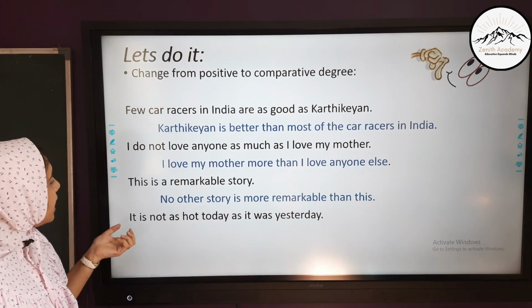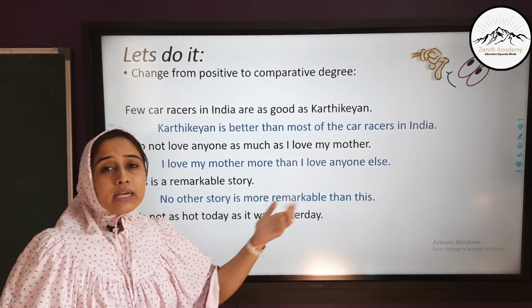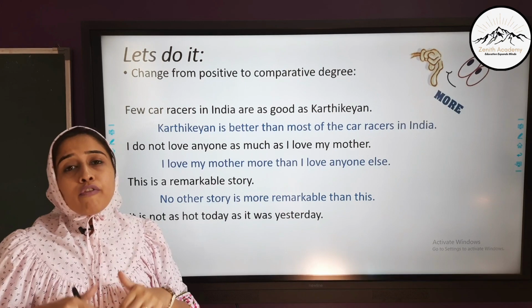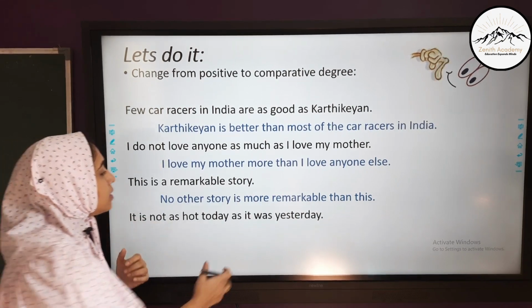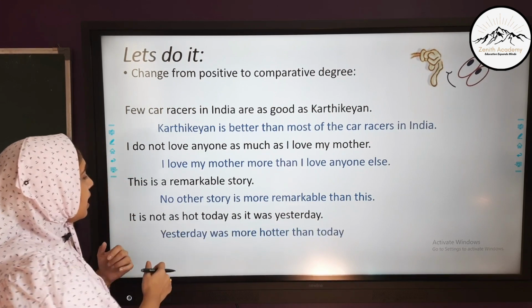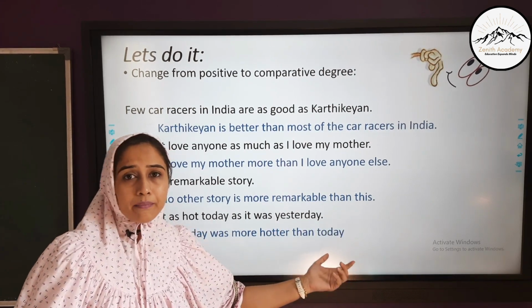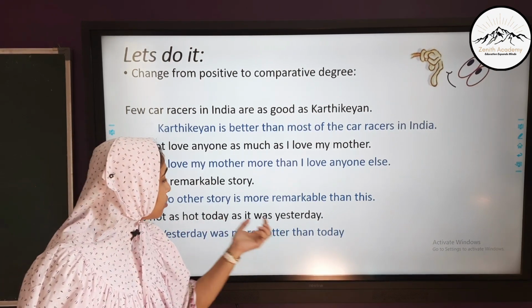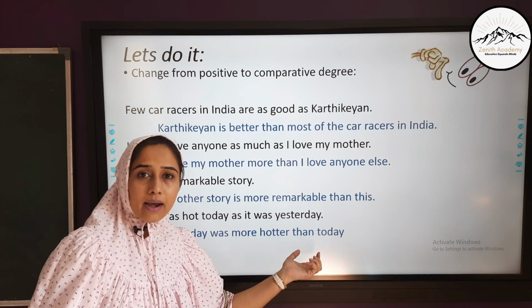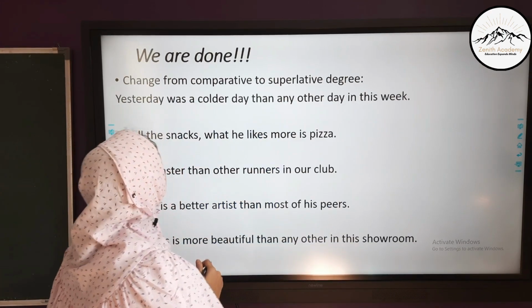The last one is, it is not as hot today as it was yesterday. The temperature of today, the degree of hotness of today is compared to yesterday. So the sentence becomes, yesterday was hotter than today. Hot becomes hotter, and also we have to add the word than. Let's see the next slide.